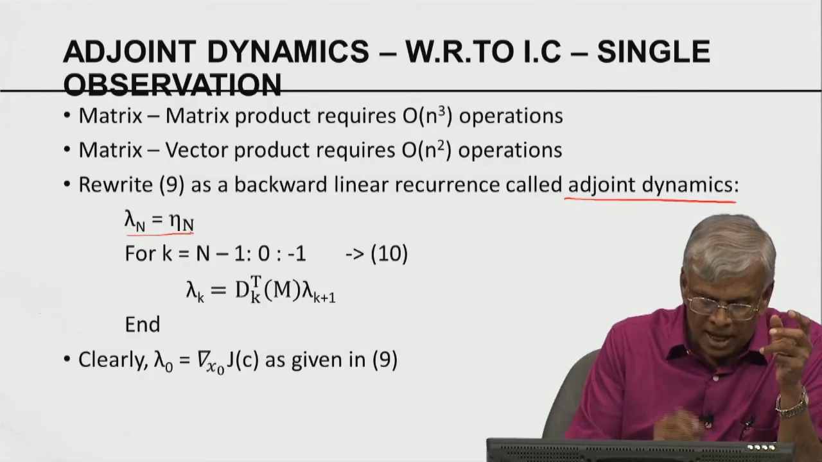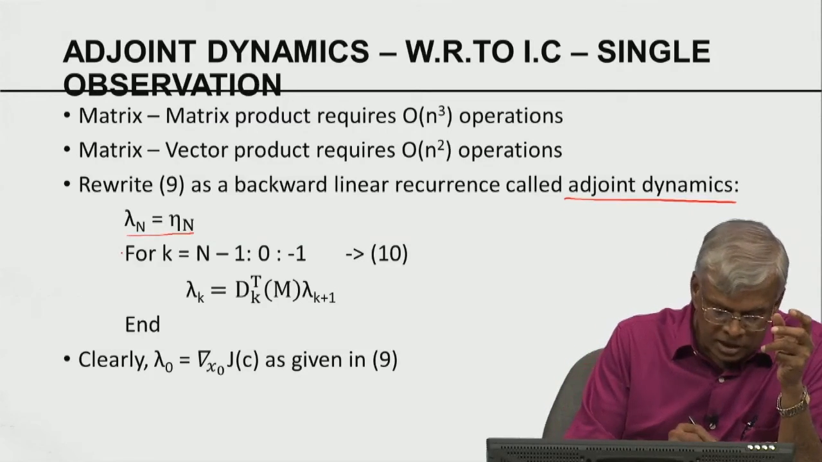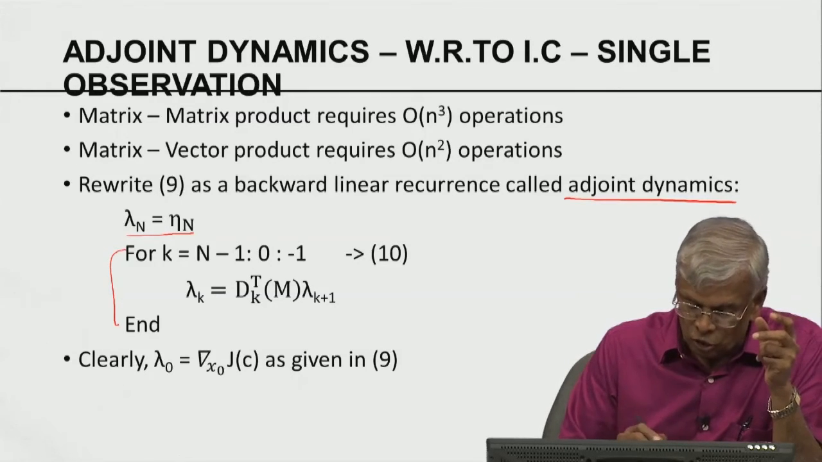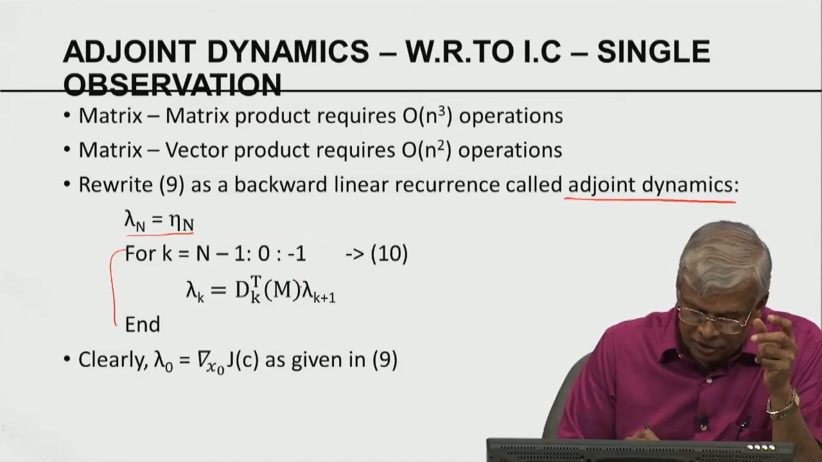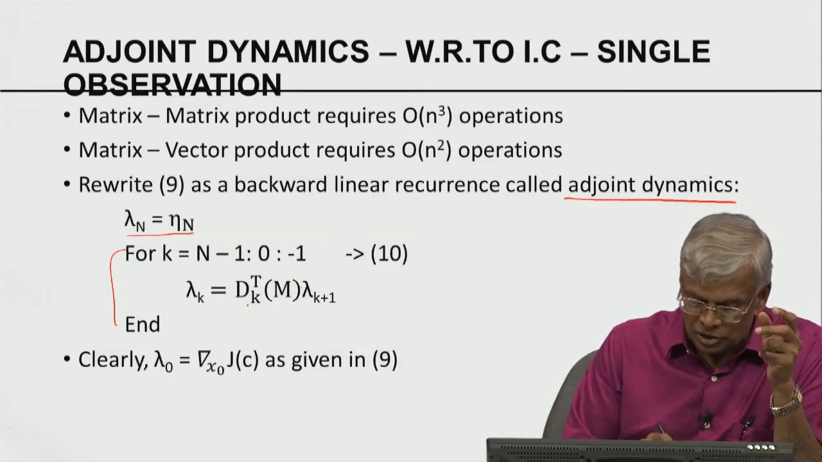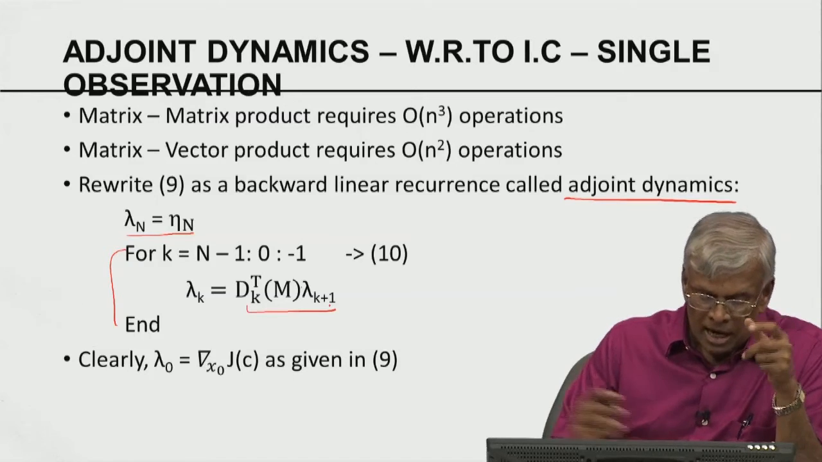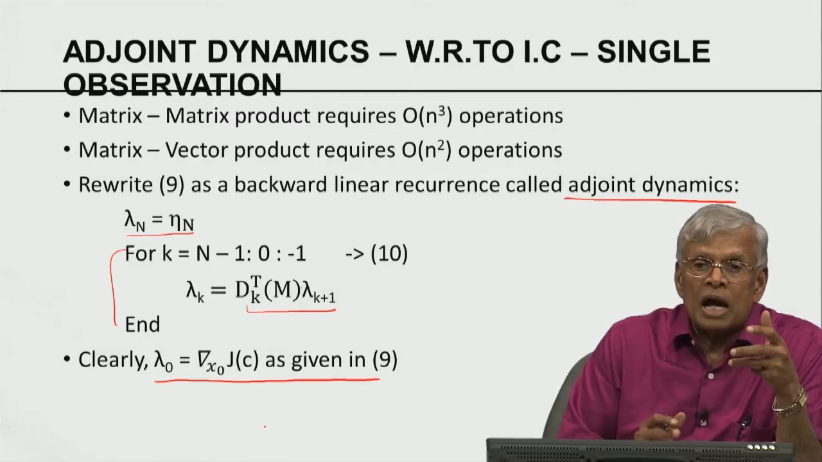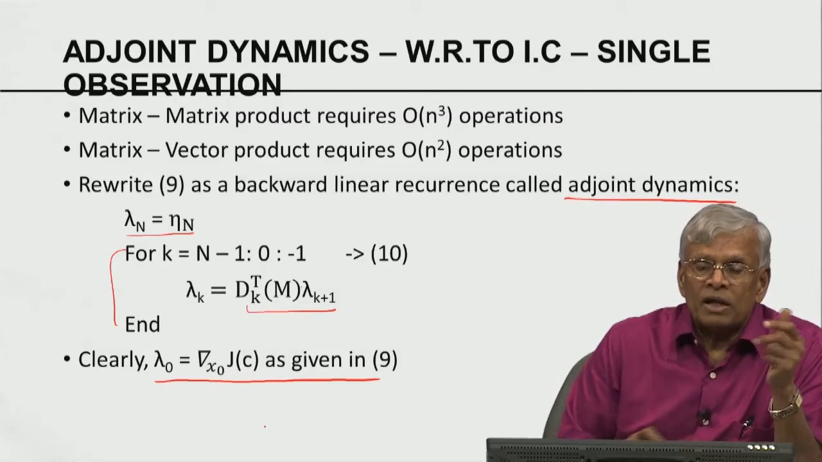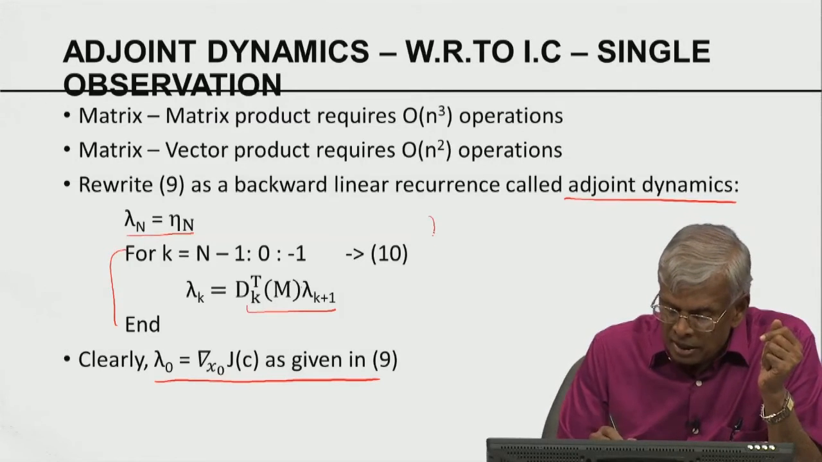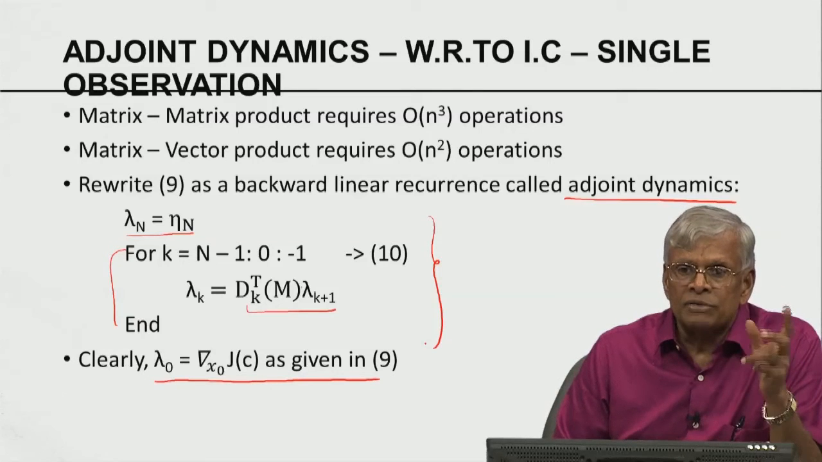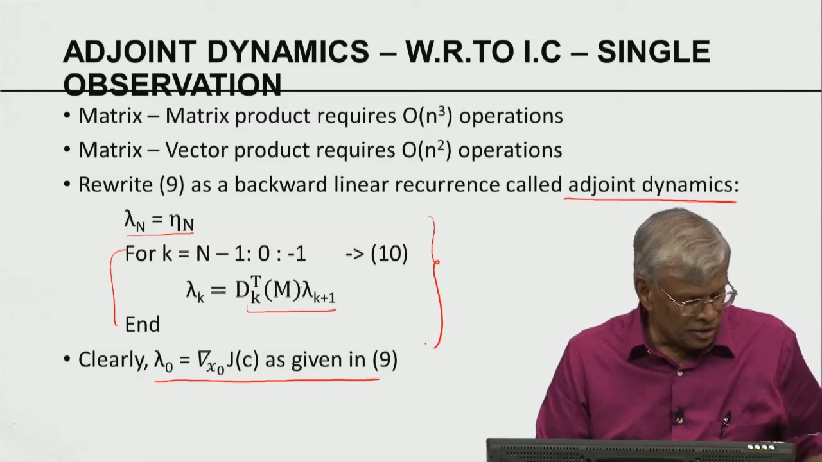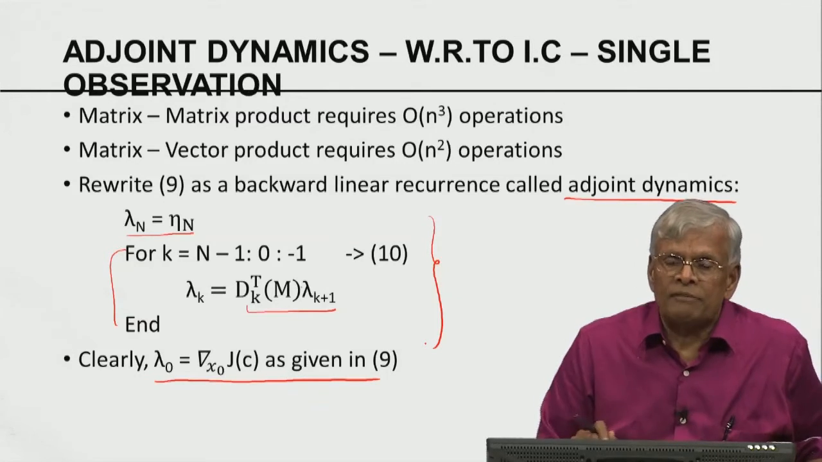I start with lambda n equal to eta n, and I simply integrate through this do loop. Lambda is the vector, and I am interested in the matrix vector multiplication, so this is simply a matrix vector multiplication. When you come to the end, you get the forward sensitivity, which is the adjoint sensitivity, and that's what we are seeking. So this is the adjoint dynamics that gives rise to the evaluation of adjoint sensitivity.